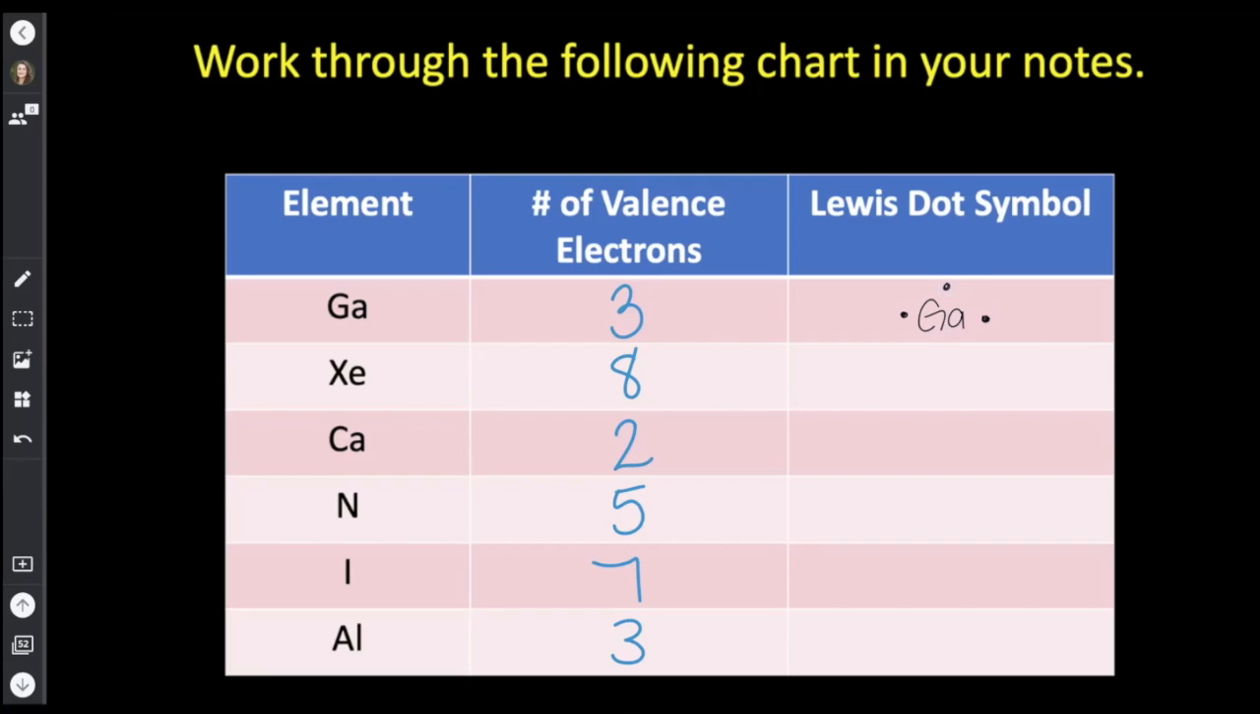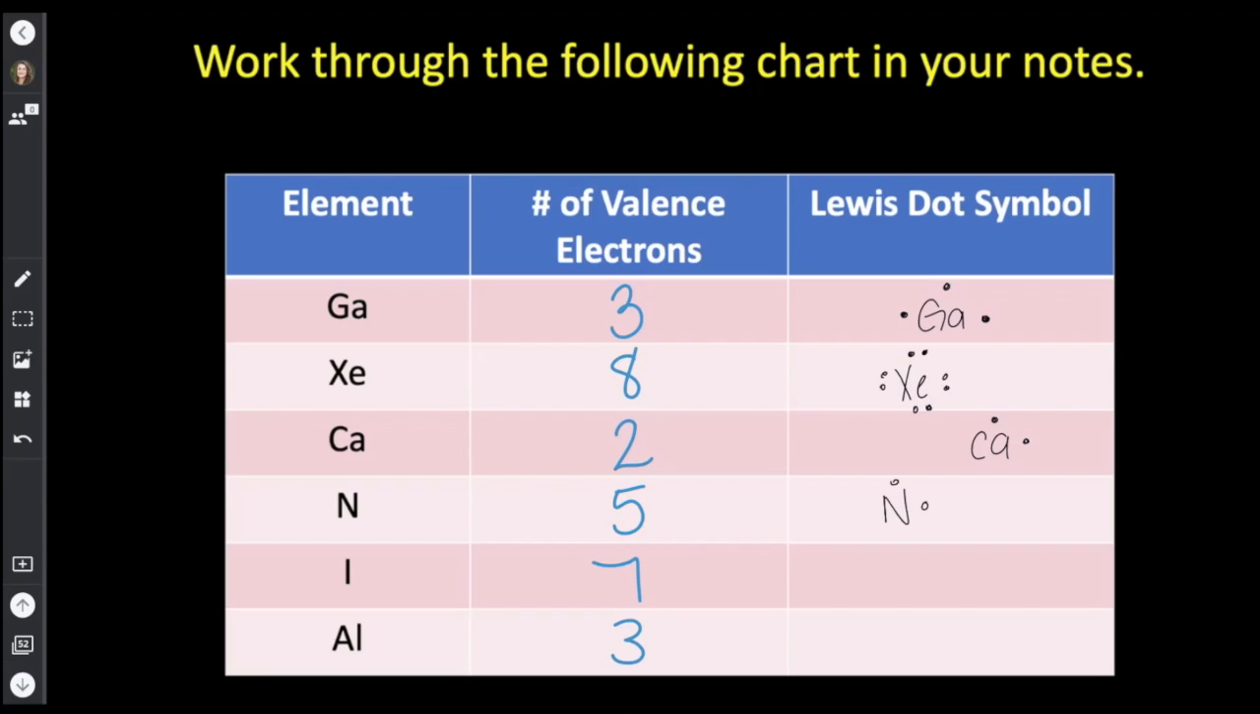Then we had xenon, Xe. 1, 2, 3, 4. They're all full. Now what do we do? Yes, good job. Fill them all the way up so we get to 8. Calcium, Ca. 1, 2. You can have it on the top and the side, the top and the bottom, the two sides, wherever, as long as they are not side by side. Nitrogen, 5.